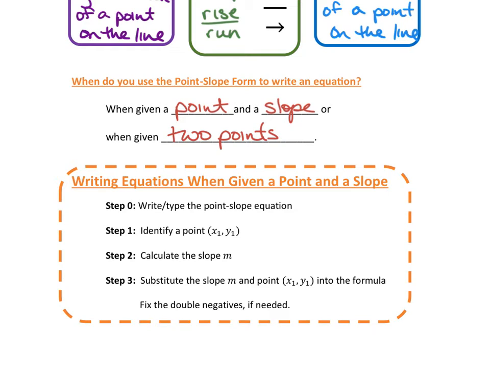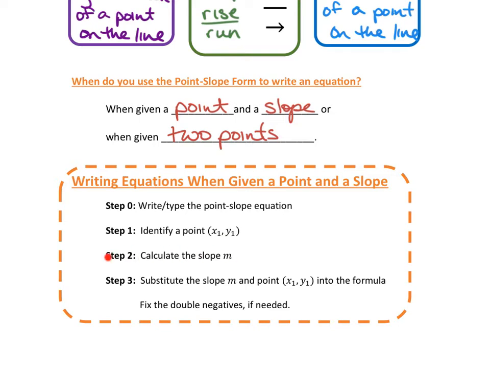So the steps are as follows. To write an equation when given a point and a slope, or two coordinate points, you're going to start off by writing or typing the point-slope equation: y minus y1 equal to m times x minus x1. You'll type that in. Then you're going to identify a point. You can label them x1, y1. That way you know exactly where they're going in that equation you've typed down.